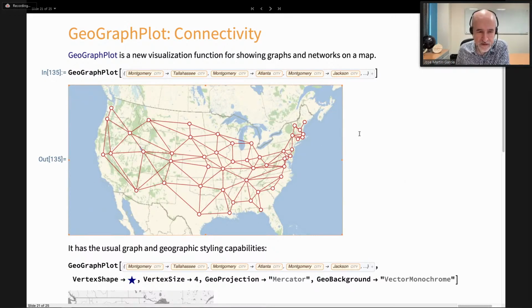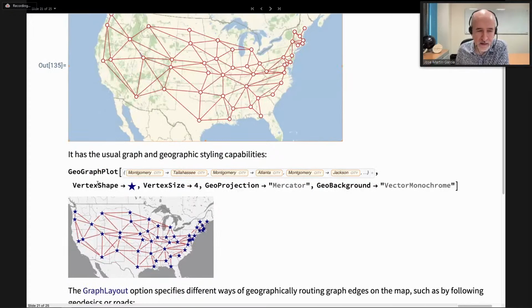The capitals of the states. And again, as usual, in the graphics capabilities of the Wolfram language, we have much freedom on how to style the results. So now we are going to be using different vertex shapes, different size, etc. And again, as before, we use a vector monochrome background to avoid distractions. And you see, we also use a different geoprojection. All these options of geographics are inherited by all the geovisualization functions.